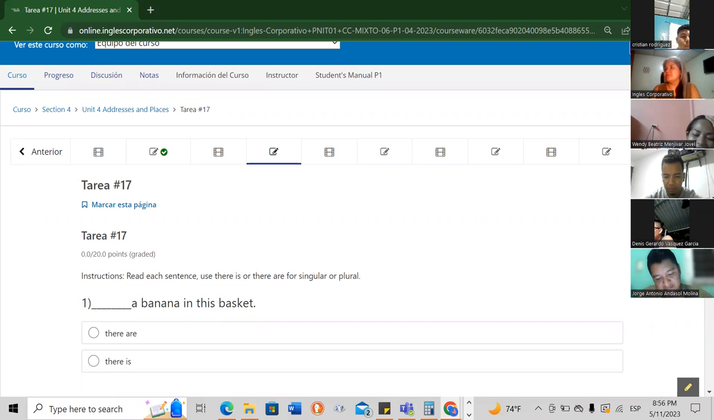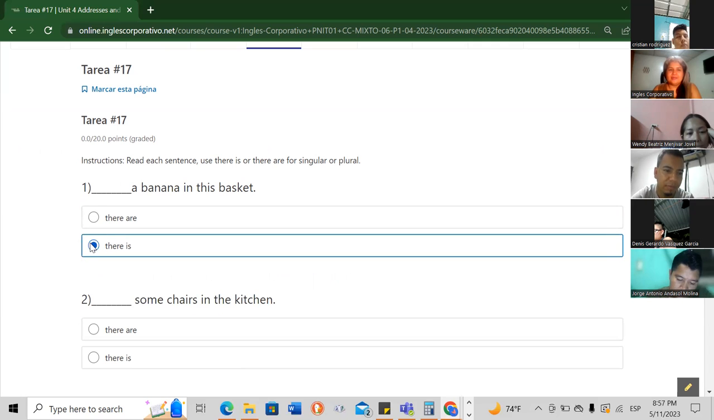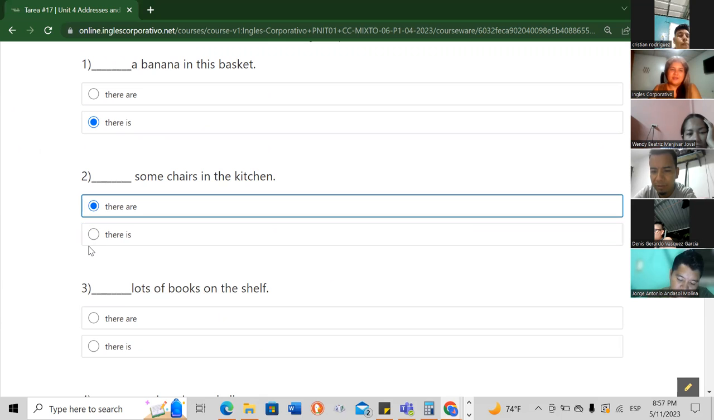Okay, ready? ¿Ya están listos? Yes. Okay. I will ask one by one. Bueno, le voy a preguntar a cinco, ¿ok? Porque solo son cinco ejercicios aquí en la 17. Vamos a ver si hacemos también la 18. Ok, Edwin. Number one. There is or there are? There is. Muy bien. There is a banana in this basket. Number two. Christian. There is or there are? There are. Okay, good. There are some chairs in the kitchen.